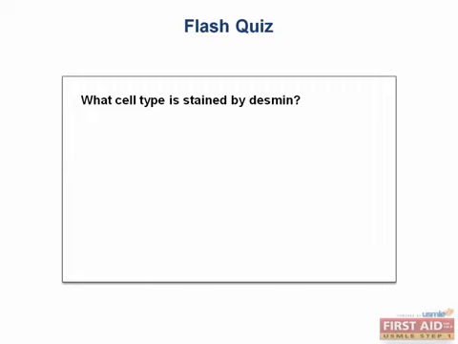Alright, time for another flash quiz. Let's see if you can remember those immunohistochemical stains for intermediate filaments. So what cell type is stained by desmin? And the answer to that one would be muscle.